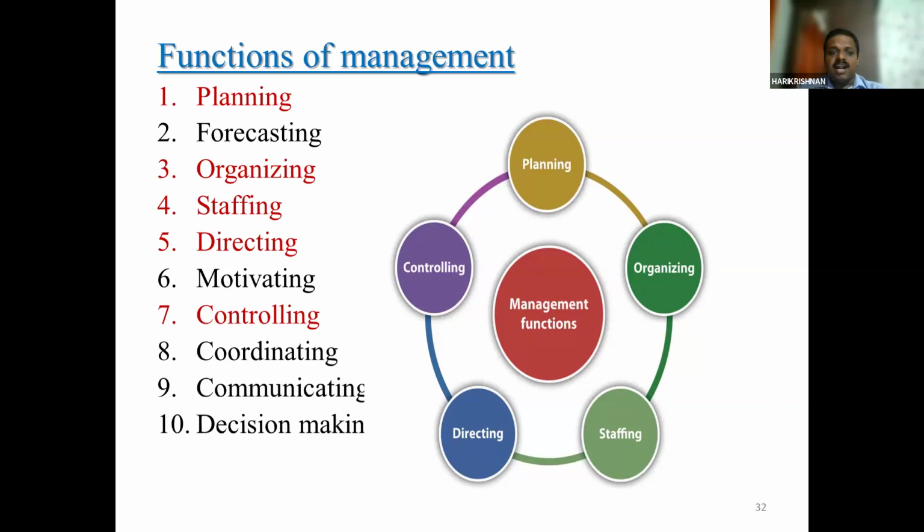And controlling means we have to control the whole process. Coordinating means if there are different groups of people, you have to coordinate them. Communication means proper communication should be transferred to each section of a company. And decision making means decisions should be made in a proper manner and at the proper time so that the company can stay on track. These are the functions of management.